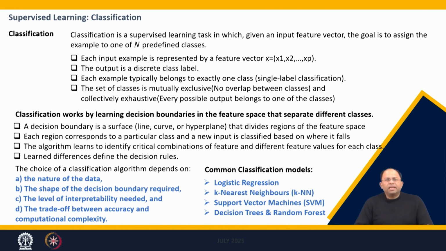So supervised learning again could be another main way, which is classification. It is a supervised learning task in which, given an input feature vector, the goal is to assign the example to one of n predefined classes. That means here it's not a continuous variable. We are taking n classes, and I can predict which class this particular new instance will belong to. Each input example is represented by a feature vector like this: x equals x1, x2, up to xp.